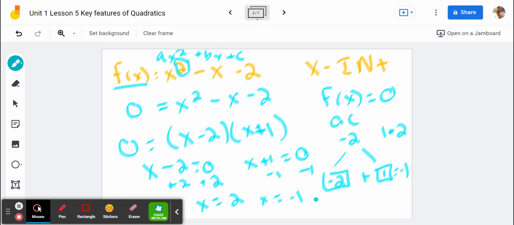So therefore, my two x-intercepts are (2, 0), right? Because my output is 0 in this case. And then I have (-1, 0). So these will be my two x-intercepts. It's one of my key features. There's lots of them, but this is just one.